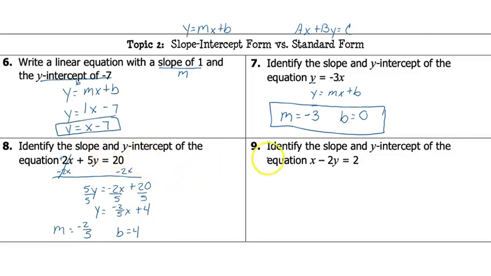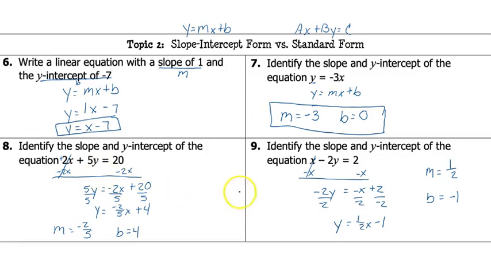And that's exactly what number 9 wants you to do. Identify the slope and the y-intercept. So pause this video, and I want you to work it and see if you can find both the m and the b. All right, welcome back. So here we have moved everything away from y. We need to get it into y equals mx plus b.